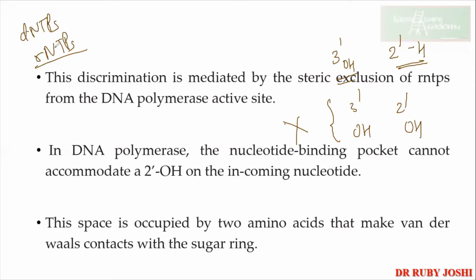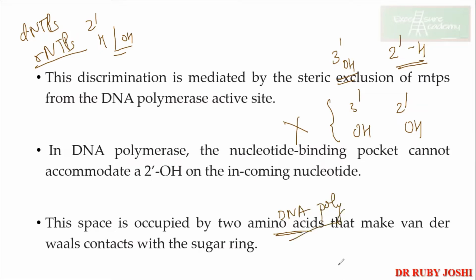So anything can randomly come in. But since they differ only at the 2-H and 2-OH, it becomes crucial for the DNA polymerase to identify the correct one. So this space is occupied by 2 amino acids that make van der Waals interactions with the sugar ring. Now, what amino acids? Amino acids of the DNA polymerase.